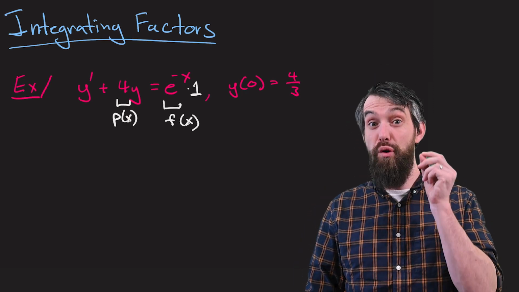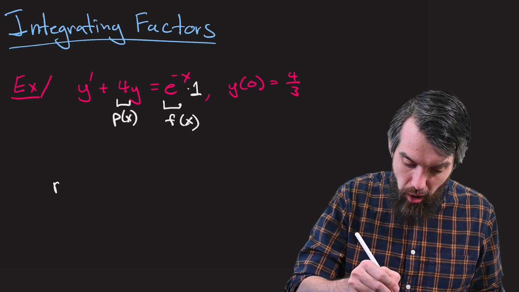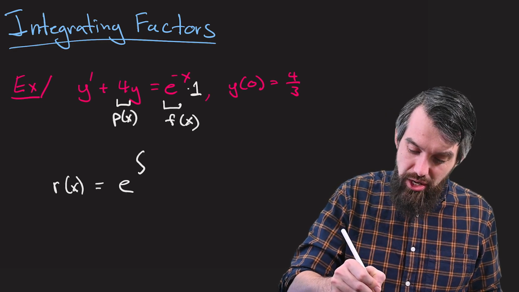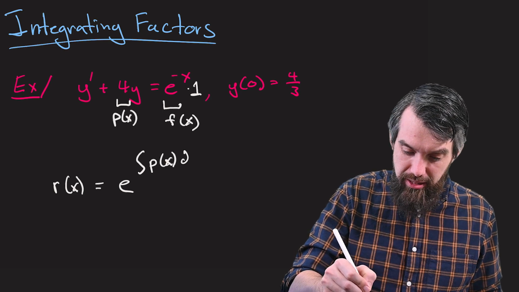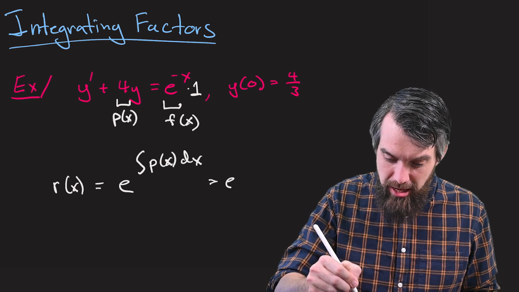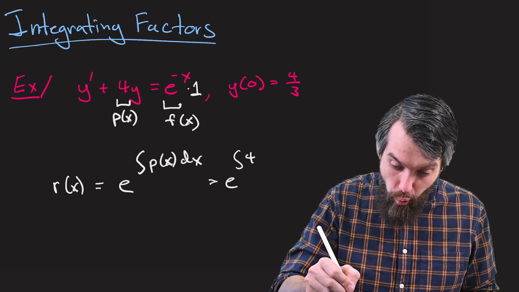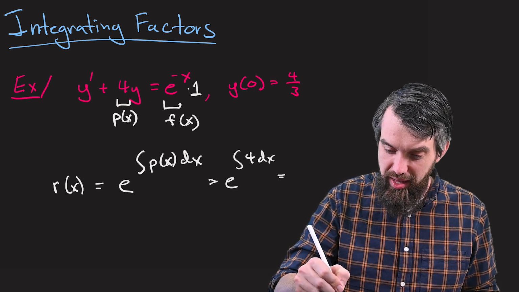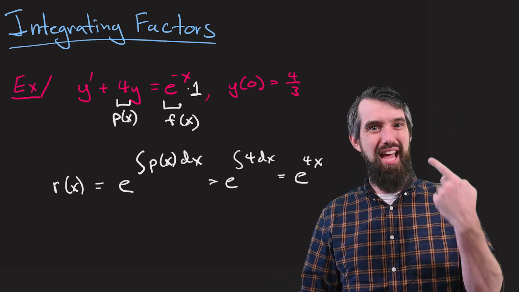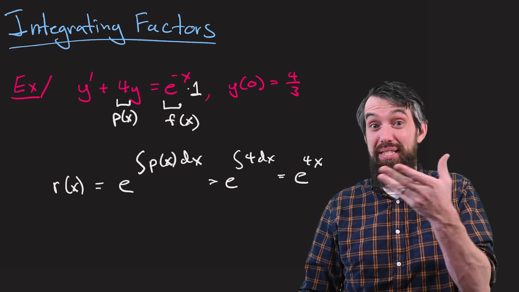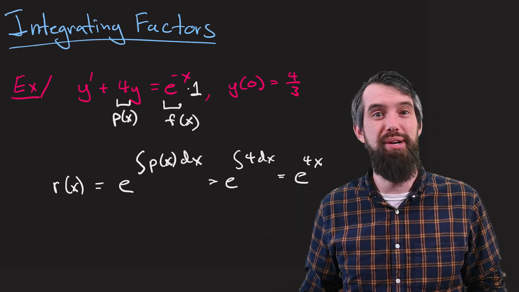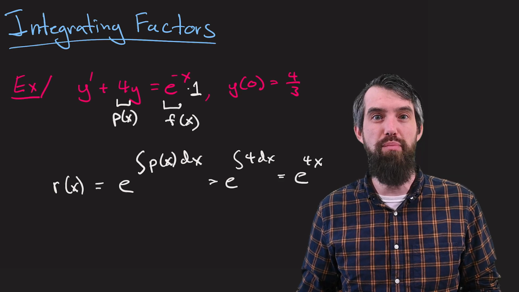Then the formula for the integrating factor was that r of x was equal to e to the power of the integral of p of x dx. In this case, that's the same thing as e to the integral of 4 dx, which is e to the 4x. You might notice it's an indefinite integral, so you might have wanted to put a plus c. We're just looking for any integrating factor that works, so I'll just choose arbitrarily that c is equal to 0 and not worry about it anymore.